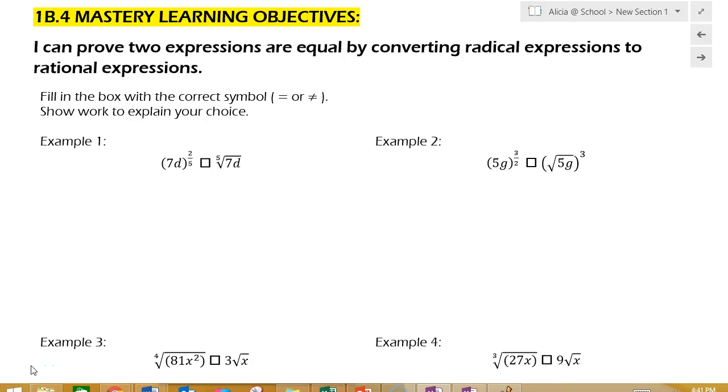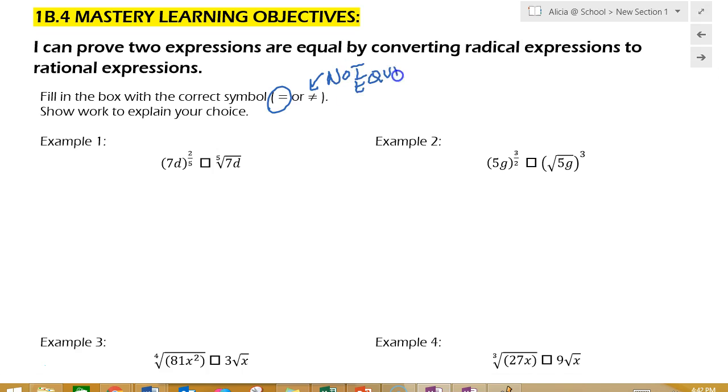Hey guys, in this video we're going to be doing 1B.4, and we should be able to prove if two expressions are equal by converting radical expressions to rational expressions. We're going to be dealing with a couple of symbols here. Hopefully you know what they mean. This is our equal sign, and this right here simply means not equal.